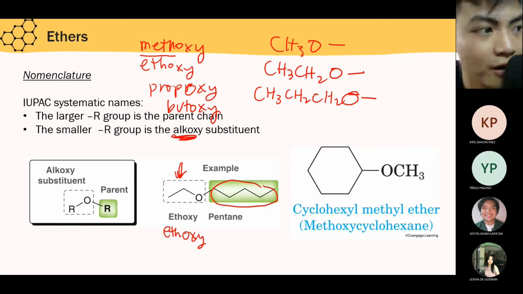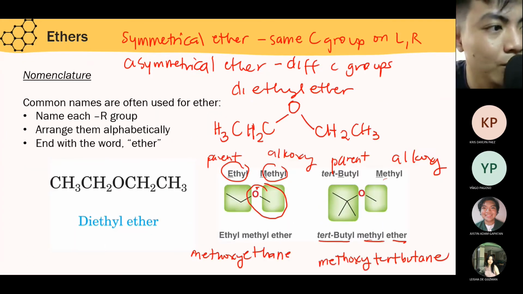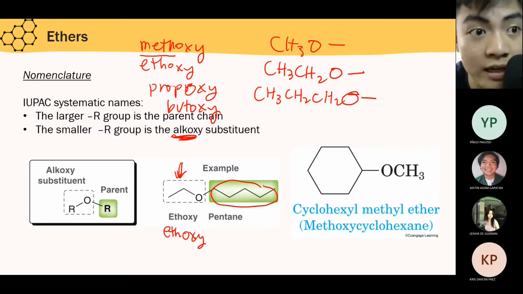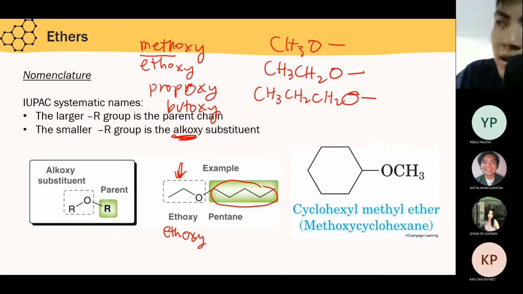So yan yung nomenclature lang for ethers, no? So common name, pangalanan mo lang yung dalawang R groups then followed by the word ether. Kapag IUPAC name, yung shorter chain, it will be called alkoxy. Yung longer chain, yung pangalan niya is like alkane lang. Okay? Alkane lang siya.